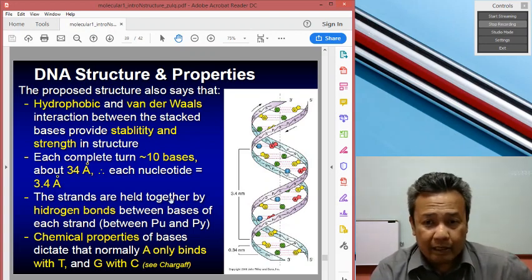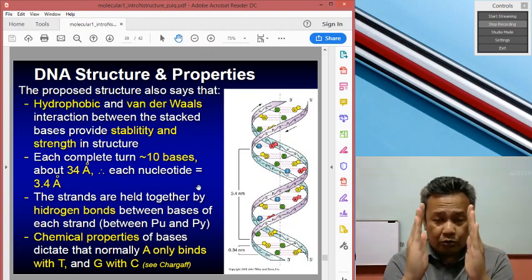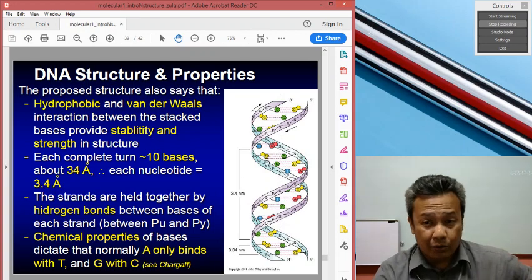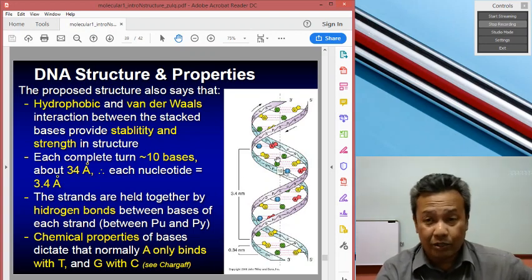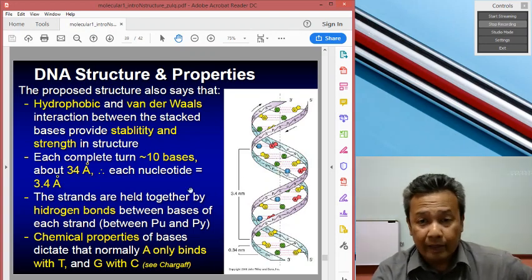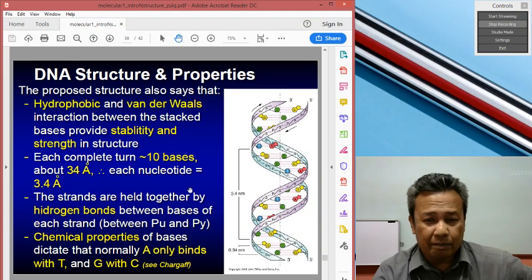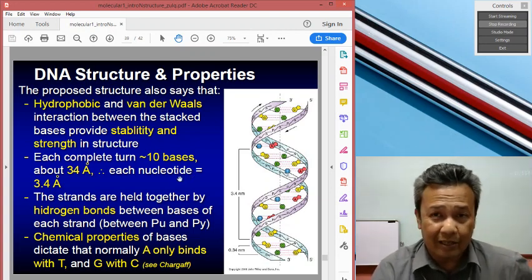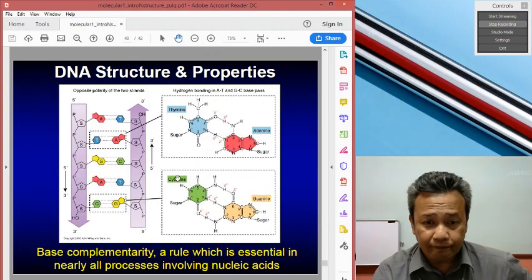The two DNA strands are held together by hydrogen bonds. We know that G and C have 3 hydrogen bonds and A and T have 2 hydrogen bonds, and the chemical properties show that only A binds with T and G binds with C. Again, have a look at the videos. It's easier perhaps if you look at videos with 3D images.